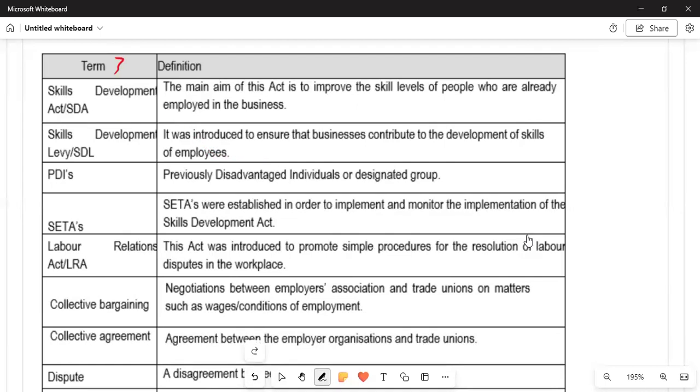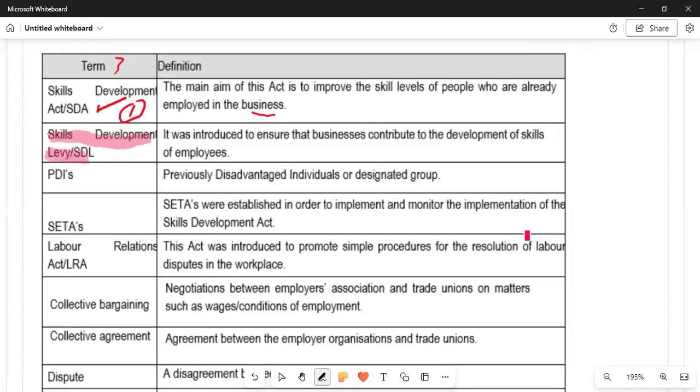You'll find that there are people who are employed in the business and contribute to it with skills and knowledge to do the work. That is why this act was brought into account. There is also what you call the Skills Development Levy. The definition is that it was introduced to ensure that businesses contribute to the skills development of employees.